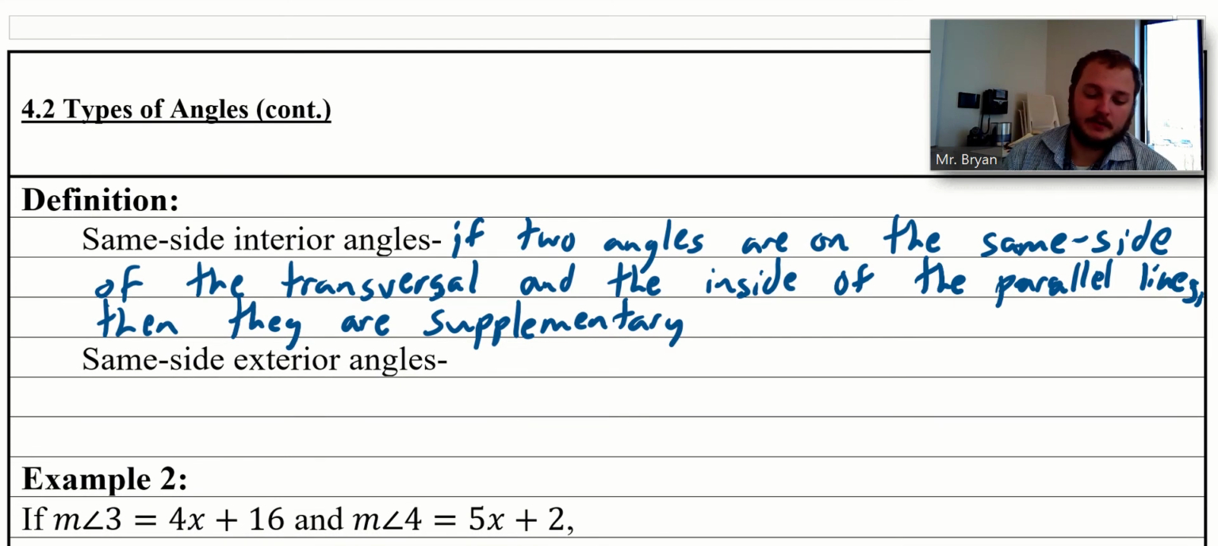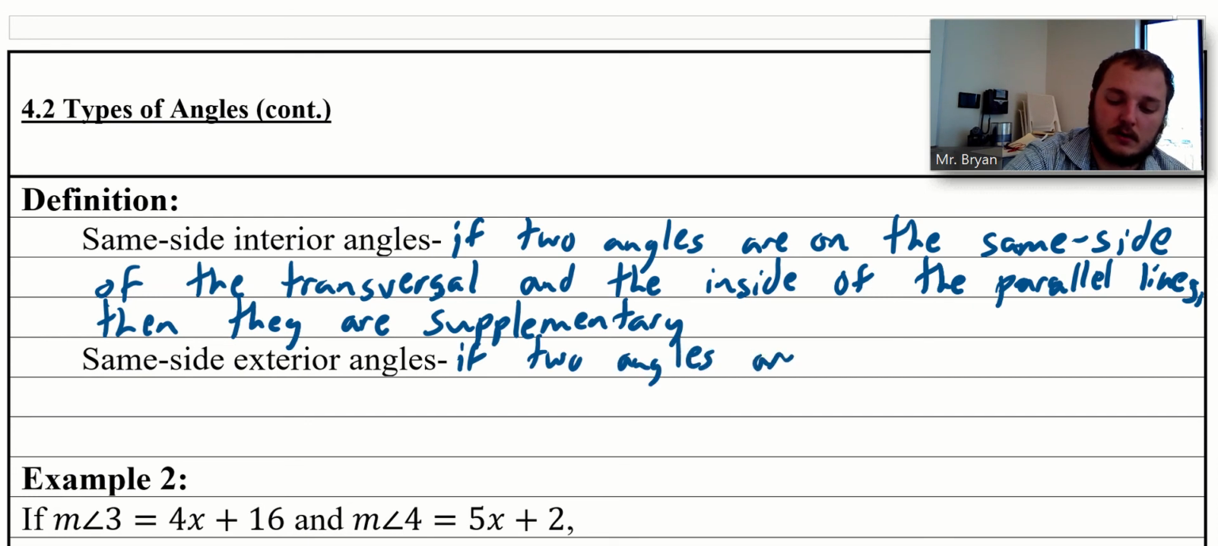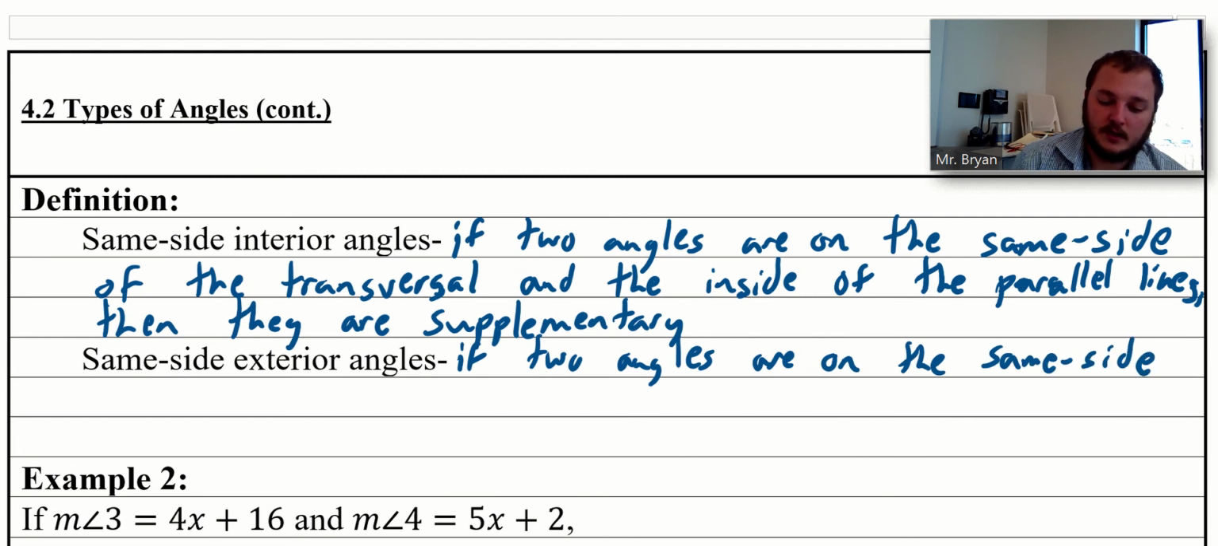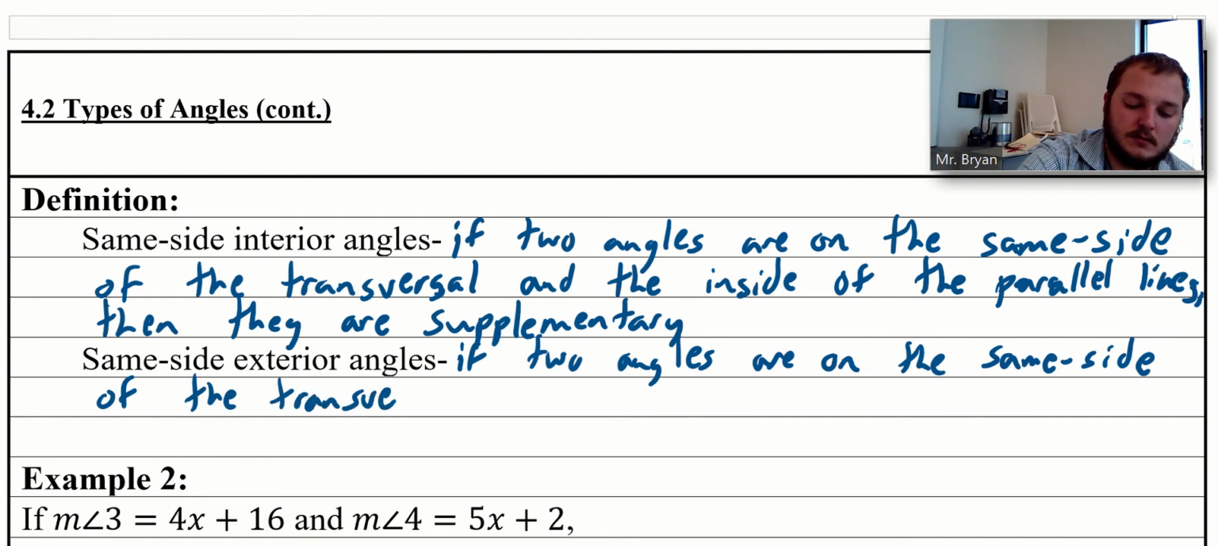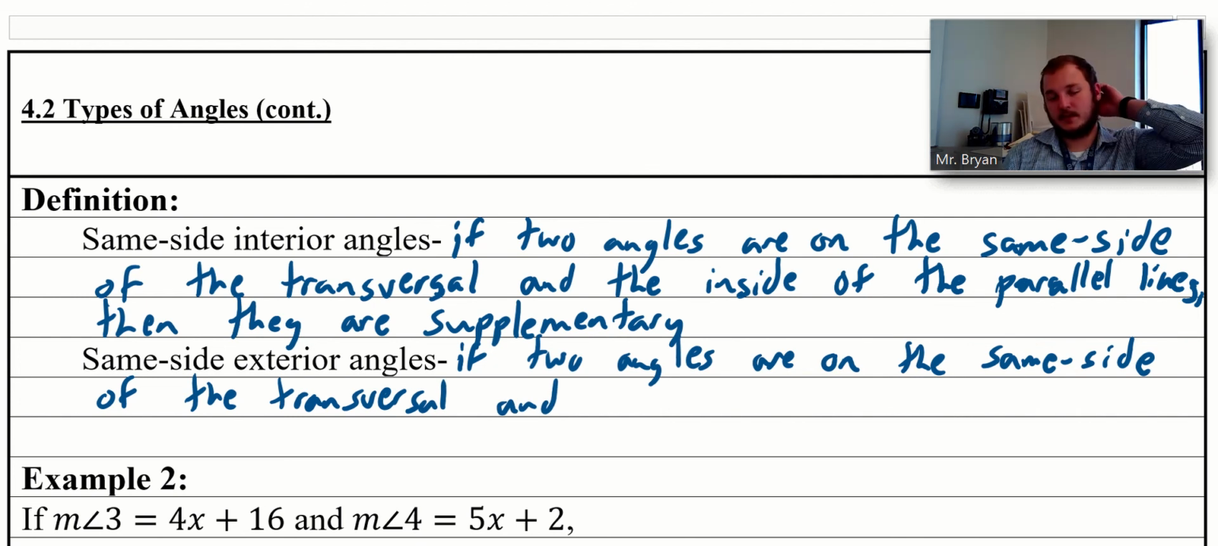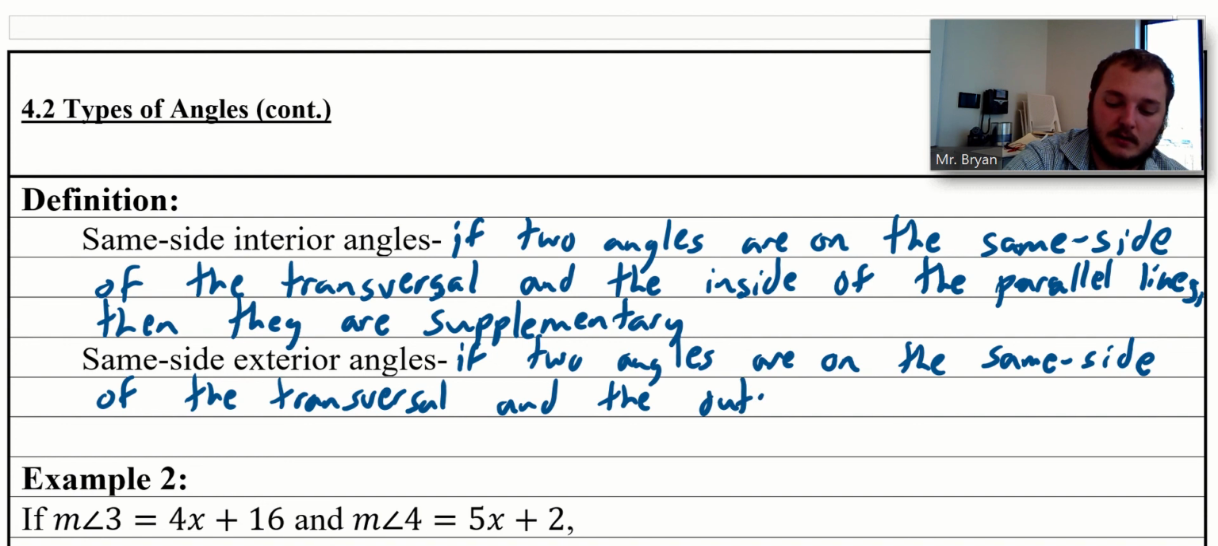Same side exterior angles, and it says this. It says if two angles are on the same side, so similar to what we just wrote, two angles are on the same side of the transversal, and in this case, since it's exterior, we're going to say the outside. So we're going to say and the outside of the parallel lines.